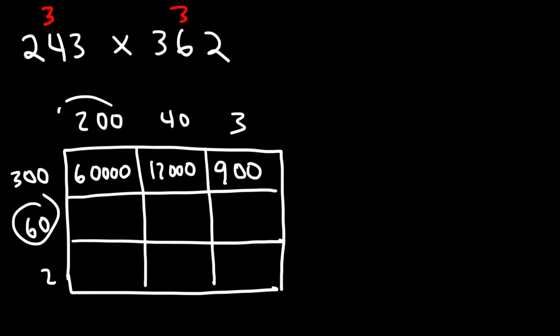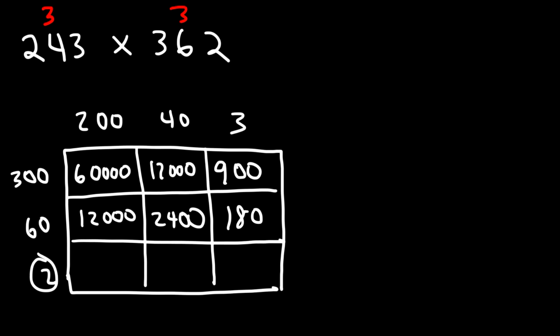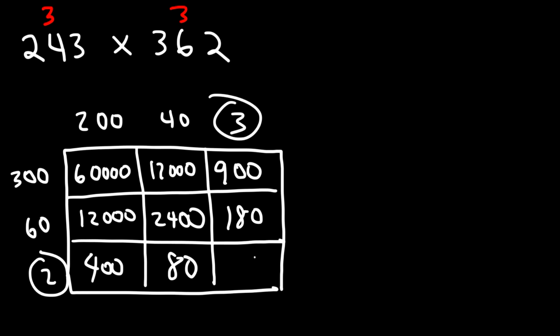And then 60 times 200. 6 times 2 is 12, and then we're going to add 3 zeros to that. 60 times 40. 6 times 4 is 24, and then add 2 zeros. 60 times 3. 6 times 3 is 18. Add a 0. And then 2 times 200, that's just 400. Next we have 2 times 40, which is 80. And then finally, 2 times 3, which is 6.